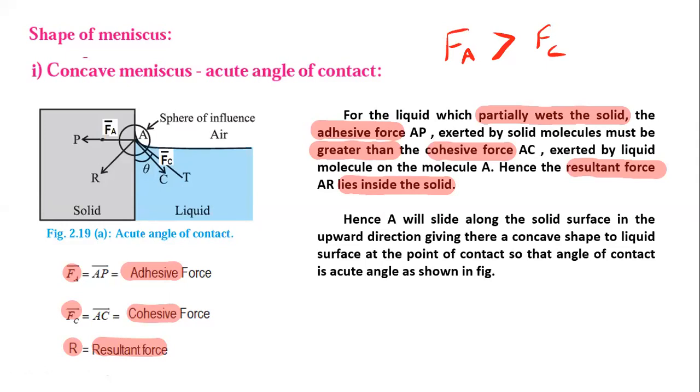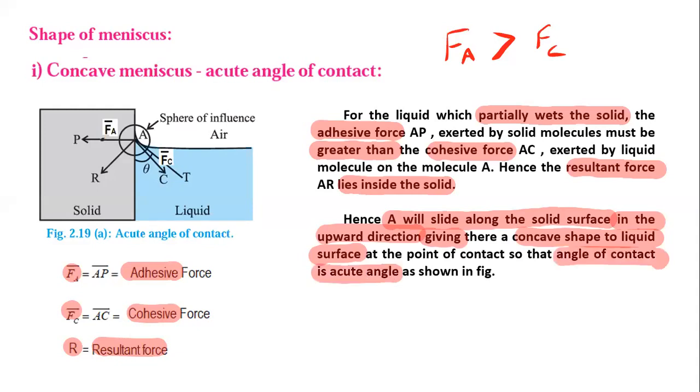After that, now you can see here, this molecule A will slide along the solid surface in the upward direction. Pay attention. Because the resultant lies inside the solid, this molecule A slides in the upward direction, giving a concave shape to the liquid surface at the point of contact. And because of that, the angle of contact is acute.